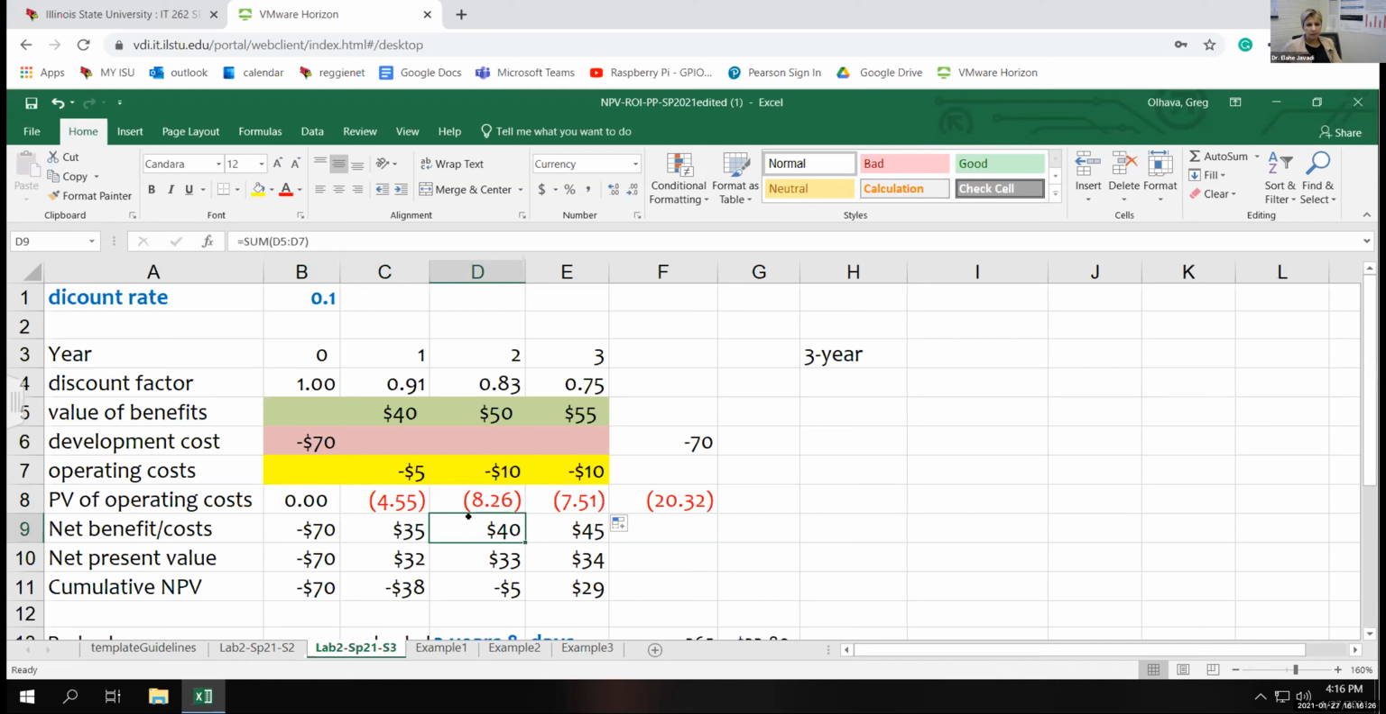E10. Perfect. E11. Go up, show me D4. Nice. Scroll down, show me your return on investment.